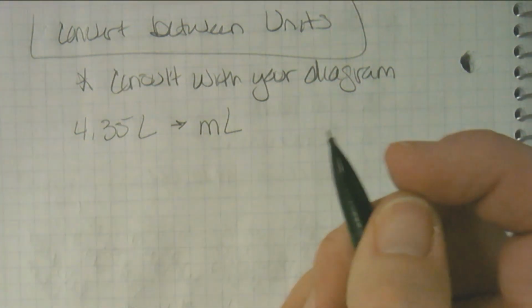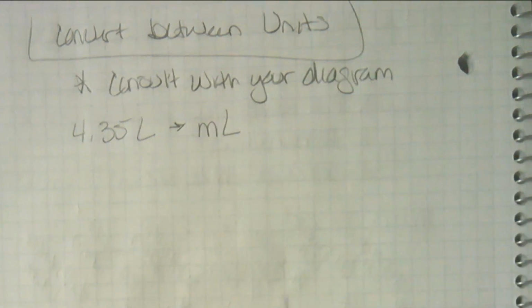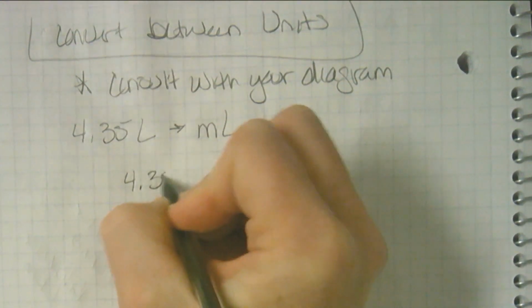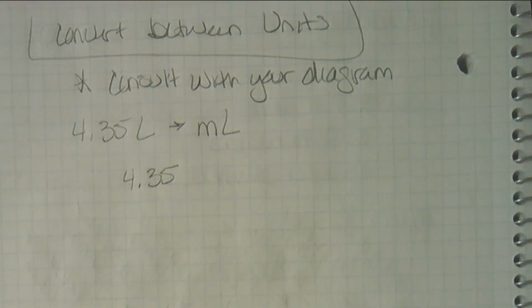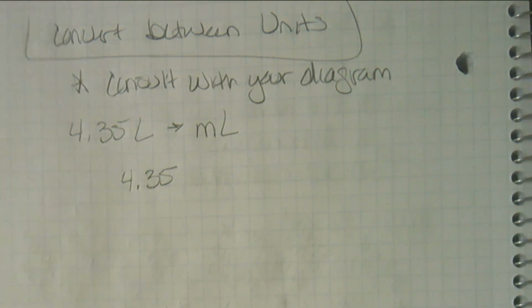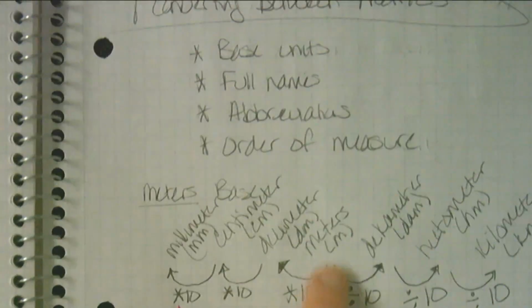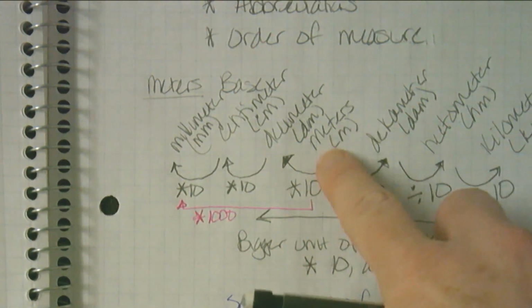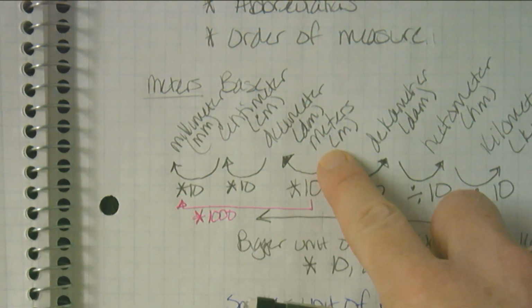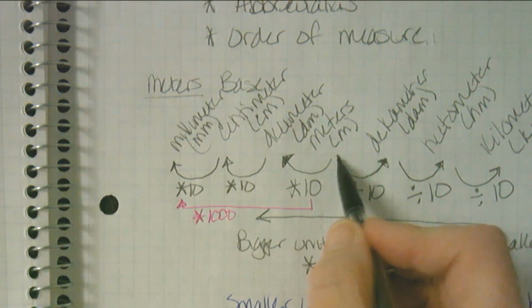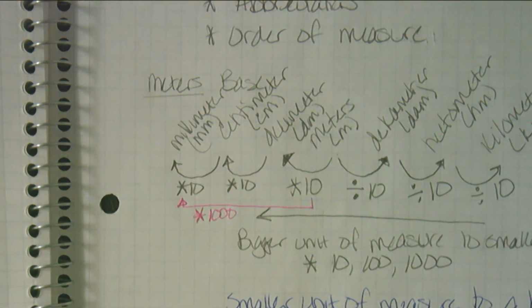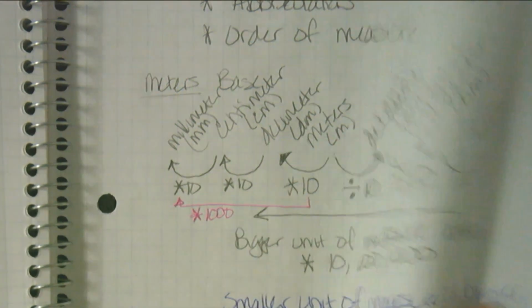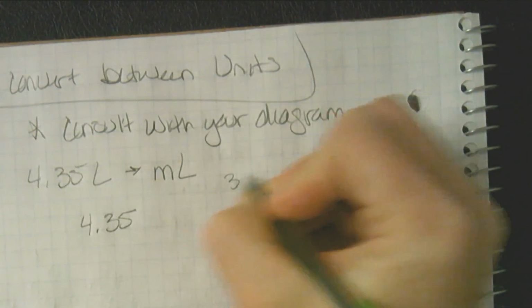All right, so what I want you guys to do is I'm going to start with rewriting my given. If I go back to my diagram, I'm starting with my base unit, liters, even though this is an M, this is where liters would go. I need to go to milliliters. How many jumps is it away from liters to milliliters? Ladies, how many jumps? Frankie? It's 3 jumps.